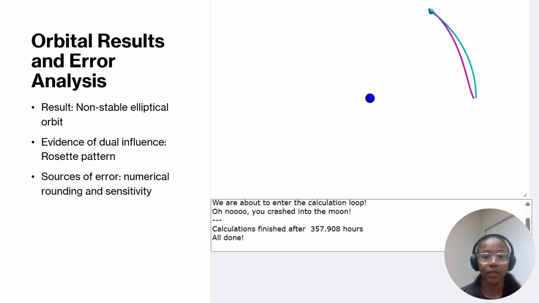For error analysis, three-body systems are extremely sensitive. A tiny change in initial velocity would cause a crash, as seen in my early trials where I crashed into the moon after only 357 hours. Additionally, using a large time step of 1 day in part 1 can lead to small rounding errors in the final mass calculation.